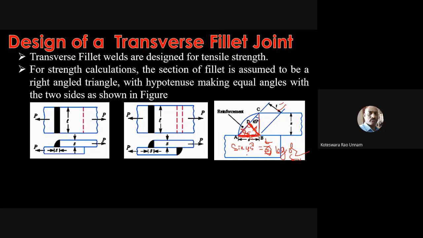And T we are calling the throat thickness. Now the relation: sin 45 is 1 by root 2, and that is equal to T by S. So if I want to write a relation between T and S, root 2 T is equal to S. This is the relation between throat thickness and the leg or size of the weld. Root 2 is 1.414, so 1.414 T is equal to S.